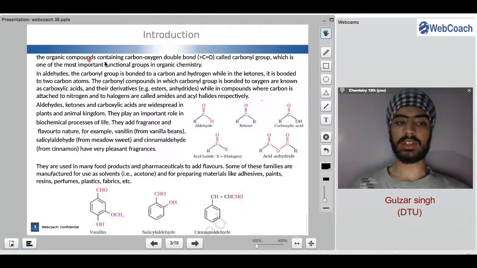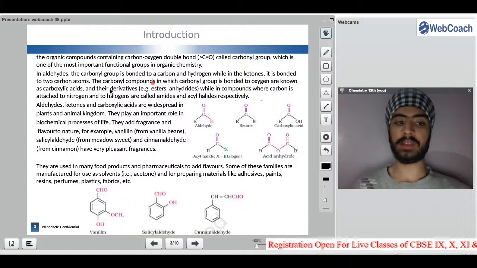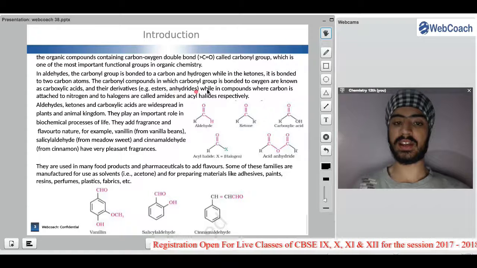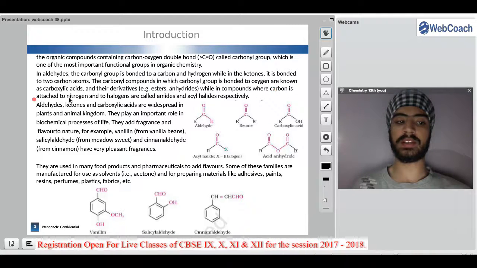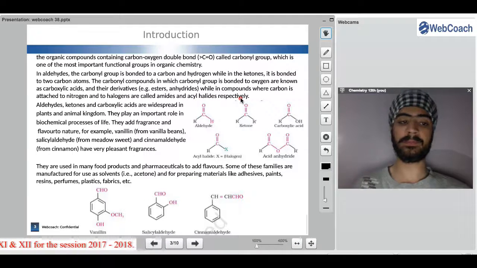So the introduction: the organic compounds containing a carbon-oxygen double bond are called carbonyl compounds, and the carbonyl group is one of the most important functional groups in organic chemistry. In aldehydes, the carbonyl group is bonded to a carbon and hydrogen, while in ketones, it is bonded to two carbon atoms. The carbonyl compounds in which the carbonyl group is bonded to oxygen are known as carboxylic acids and their derivatives, for example esters and anhydrides, while compounds where the carbonyl carbon is attached to nitrogen and to halogens are called amides and acyl halides respectively.